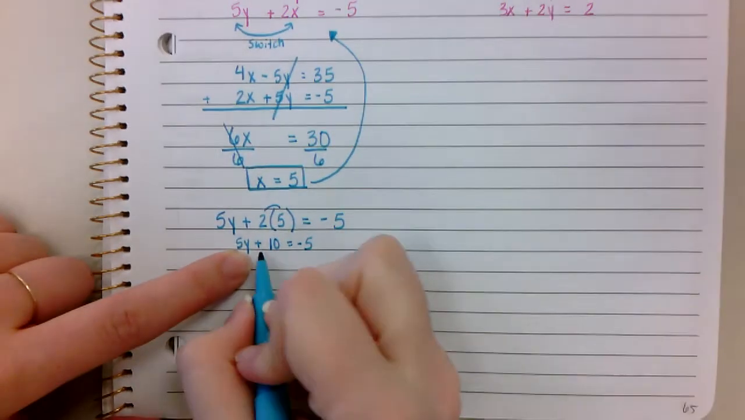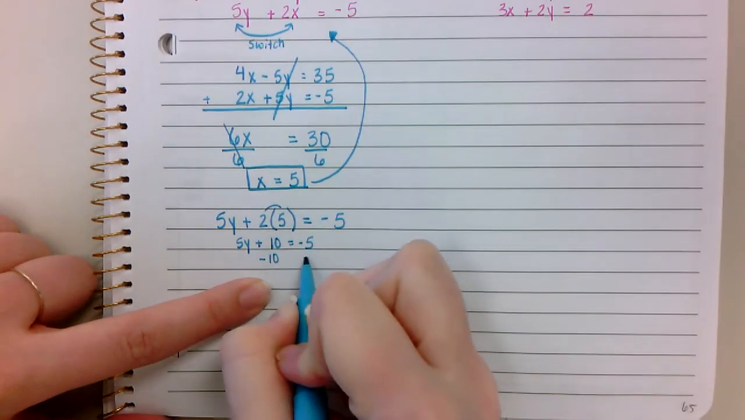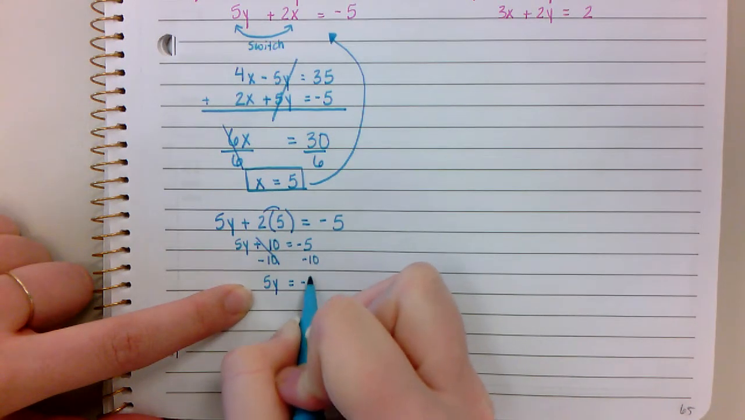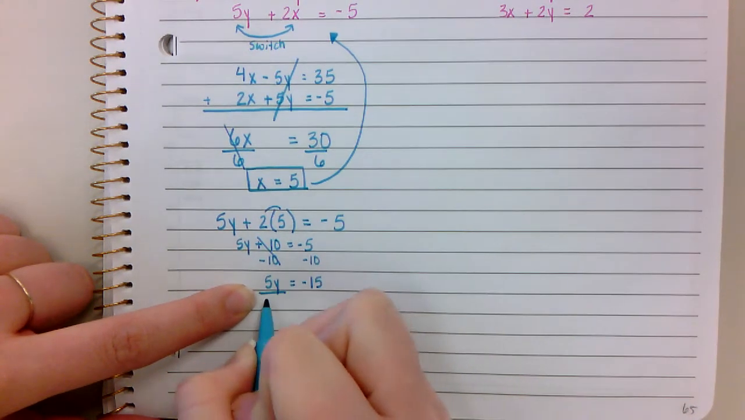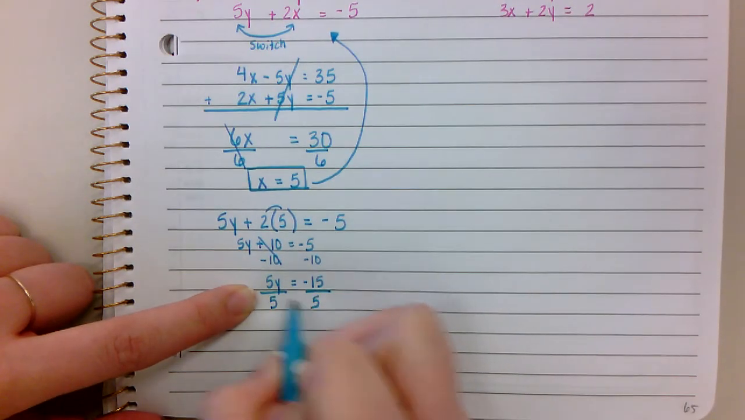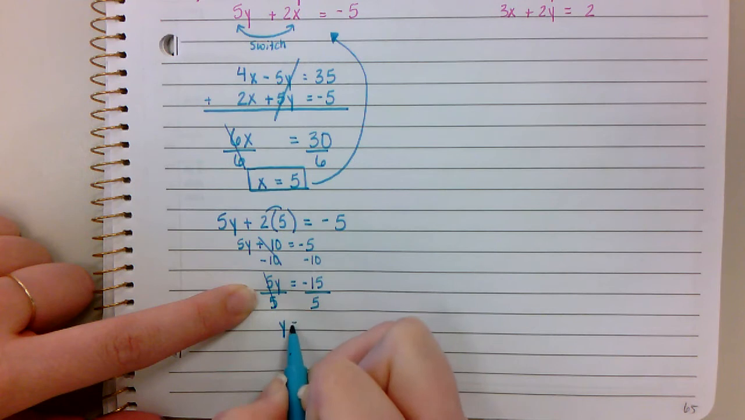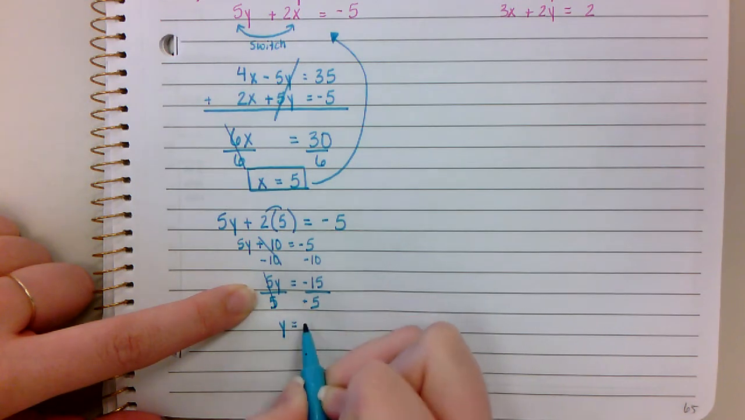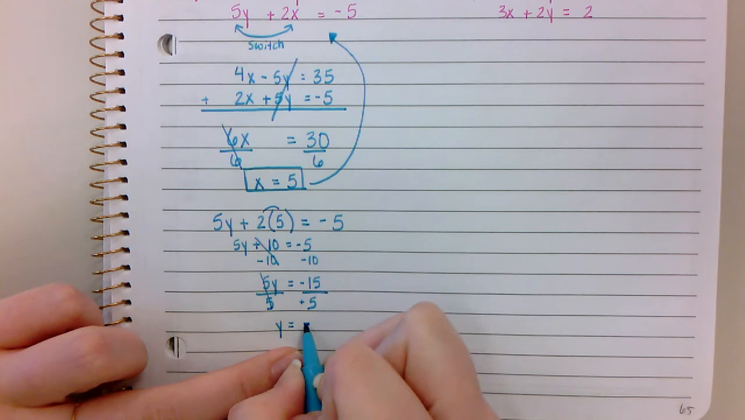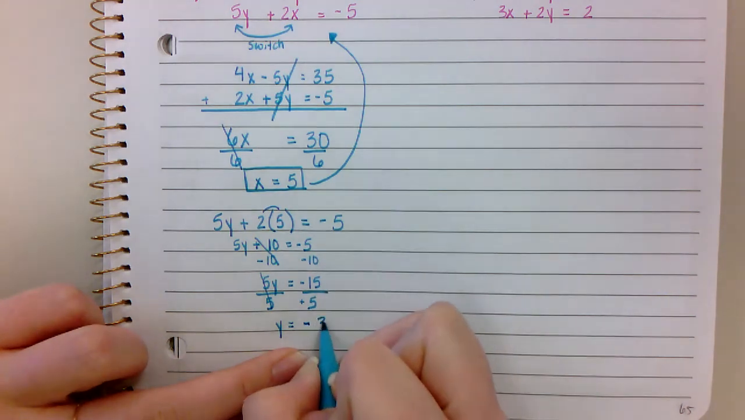I need to get it by itself. So this positive 10 needs to move over to the other side. And then anything that's stuck to the variable, you have to divide it away. And a negative and a positive will always be negative. Remember, in multiplication or division, if the signs don't match, it's going to be a negative always. And 5 can go into 15 3 times.